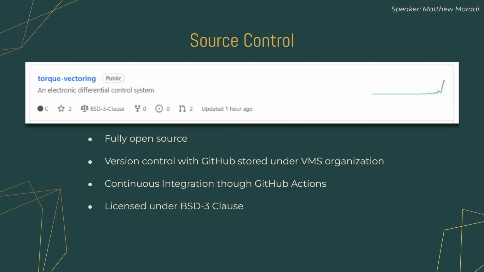Our torque vectoring system is fully open source. For source control, we're hosting on GitHub and we're storing it under the Viking Motorsports GitHub organization. We're also doing our continuous integration through GitHub, using GitHub Actions, which allows for seamless integration into the repo. The project is licensed under the BSD 3-clause license. It's the same as many of the STM32 libraries we're using. It's a fairly popular license in open source, and the terms and conditions are very similar to the MIT license.